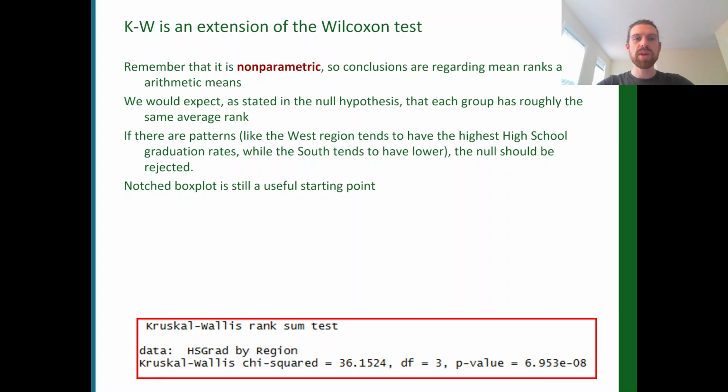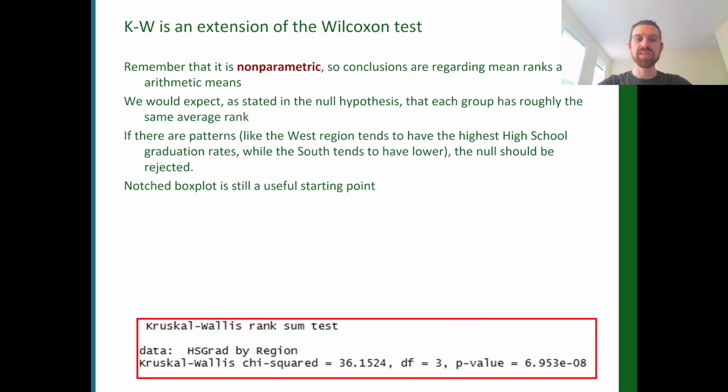But the Kruskal-Wallis is basically an extension of the Wilcoxon test, which we've covered previously. So just remember that it's non-parametric. So the conclusions are regarding the mean ranks and not the arithmetic means. We'd expect, as we indicate in the null hypothesis, that each group has roughly the same average rank.